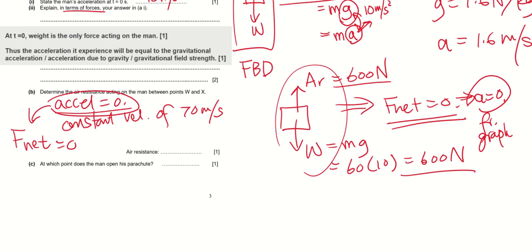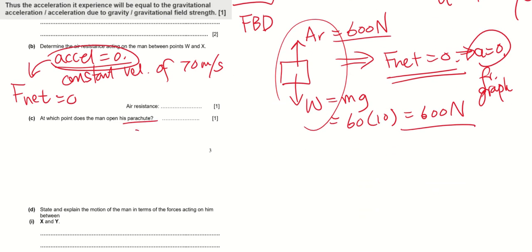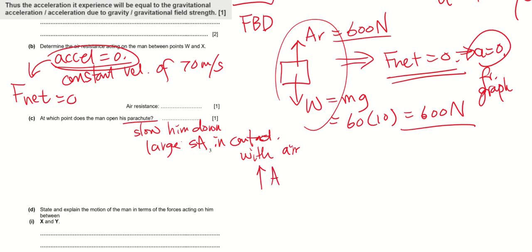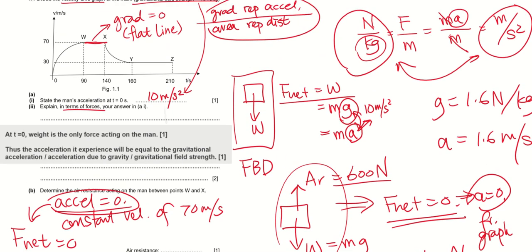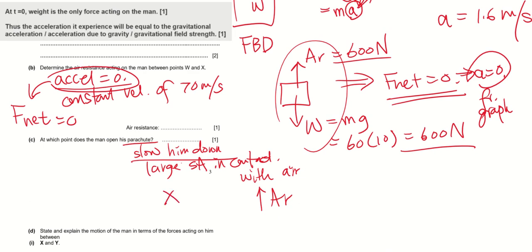Now, at which point does the man open his parachute? What's the purpose of the parachute? It is to slow him down, right? Slow him down by creating a large surface area in contact with air, so that it will increase air resistance. And when that happens, he will be slowed down. So we look at where he's slowing down. He should be slowing down at point X.